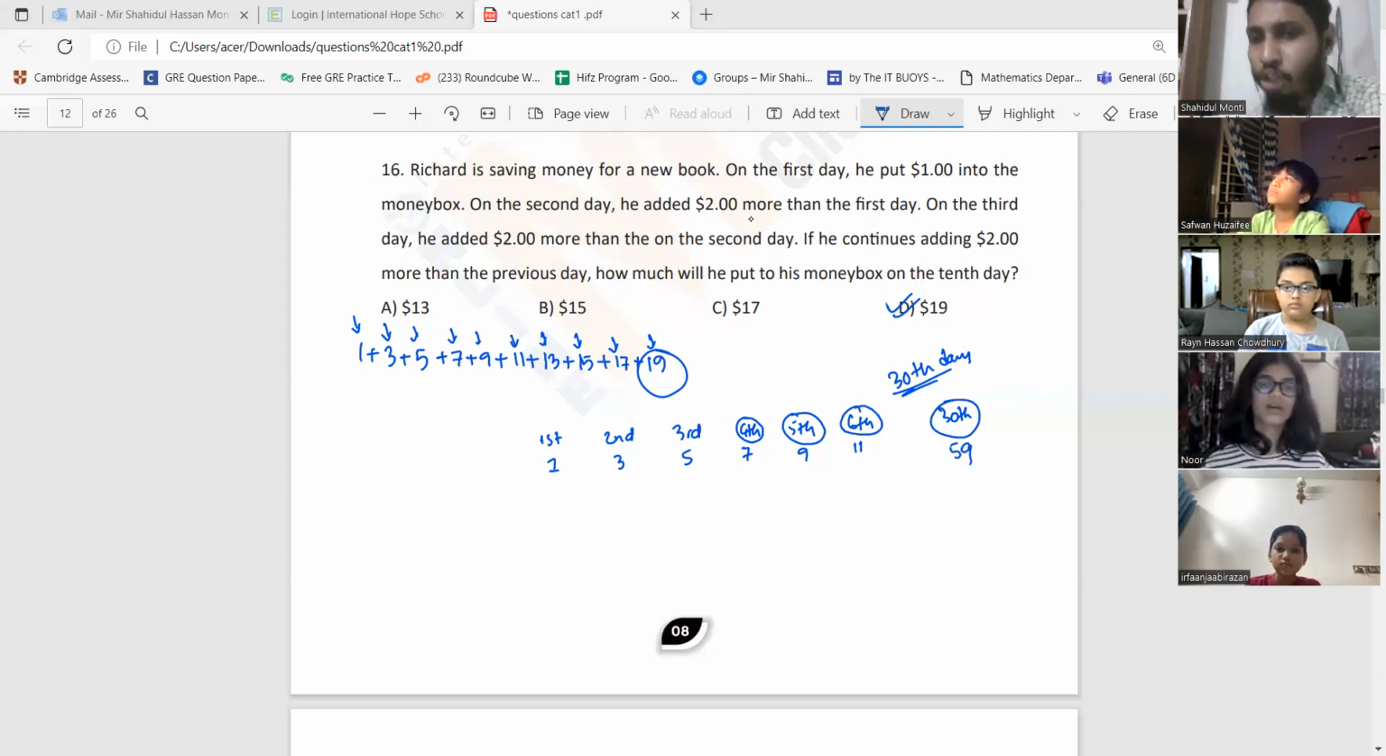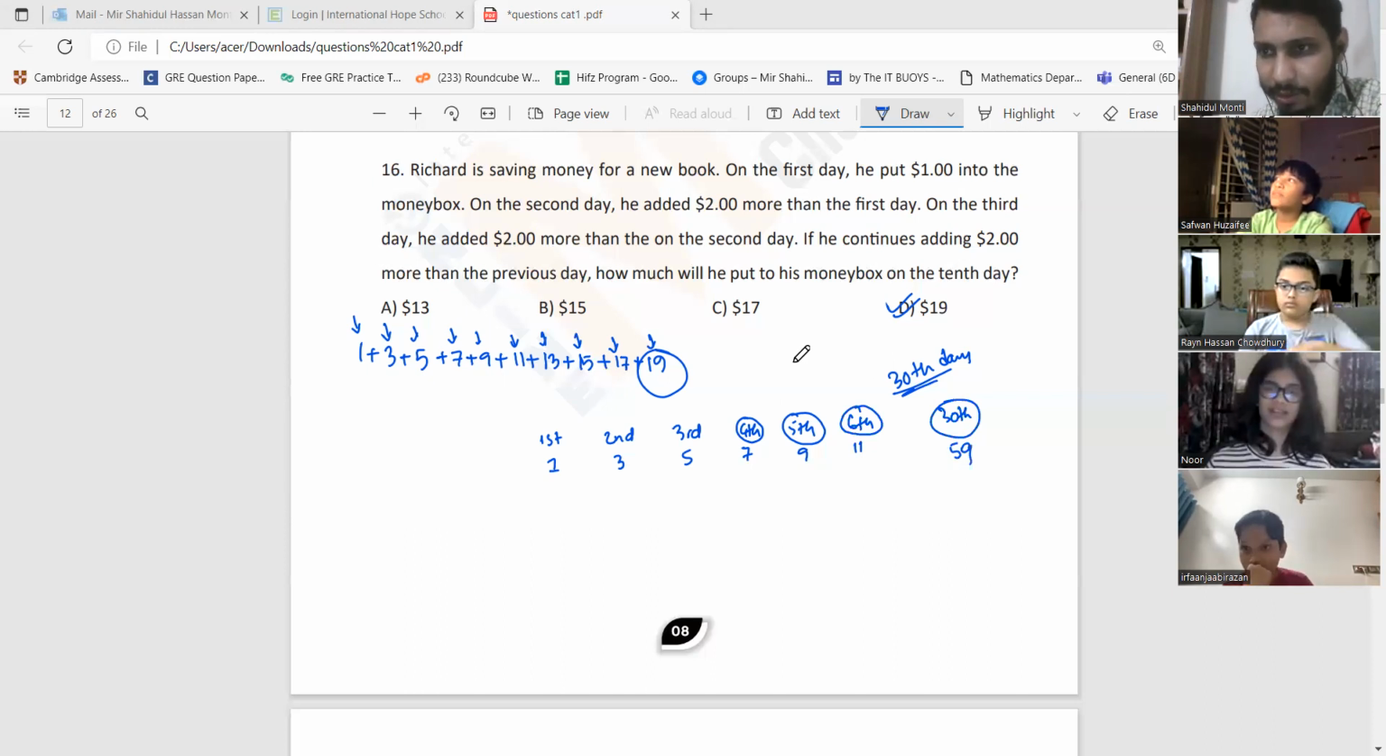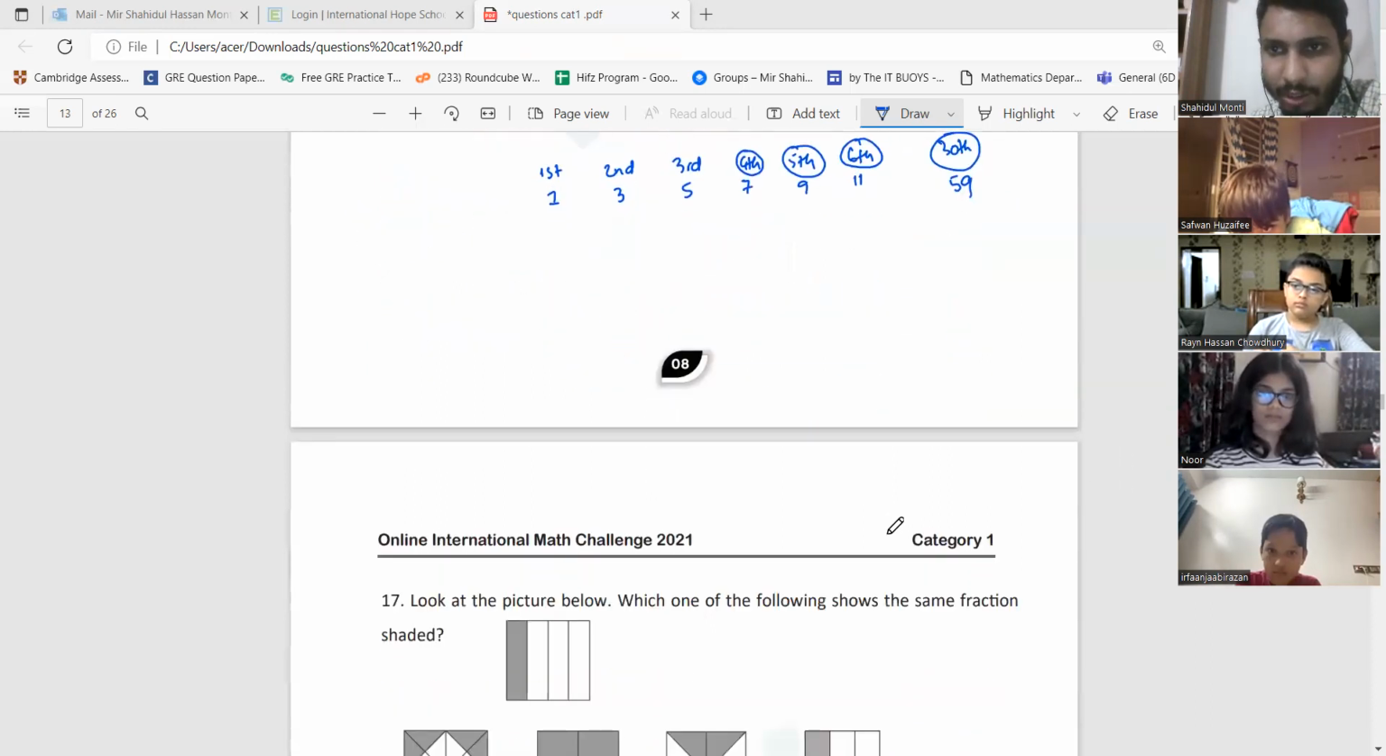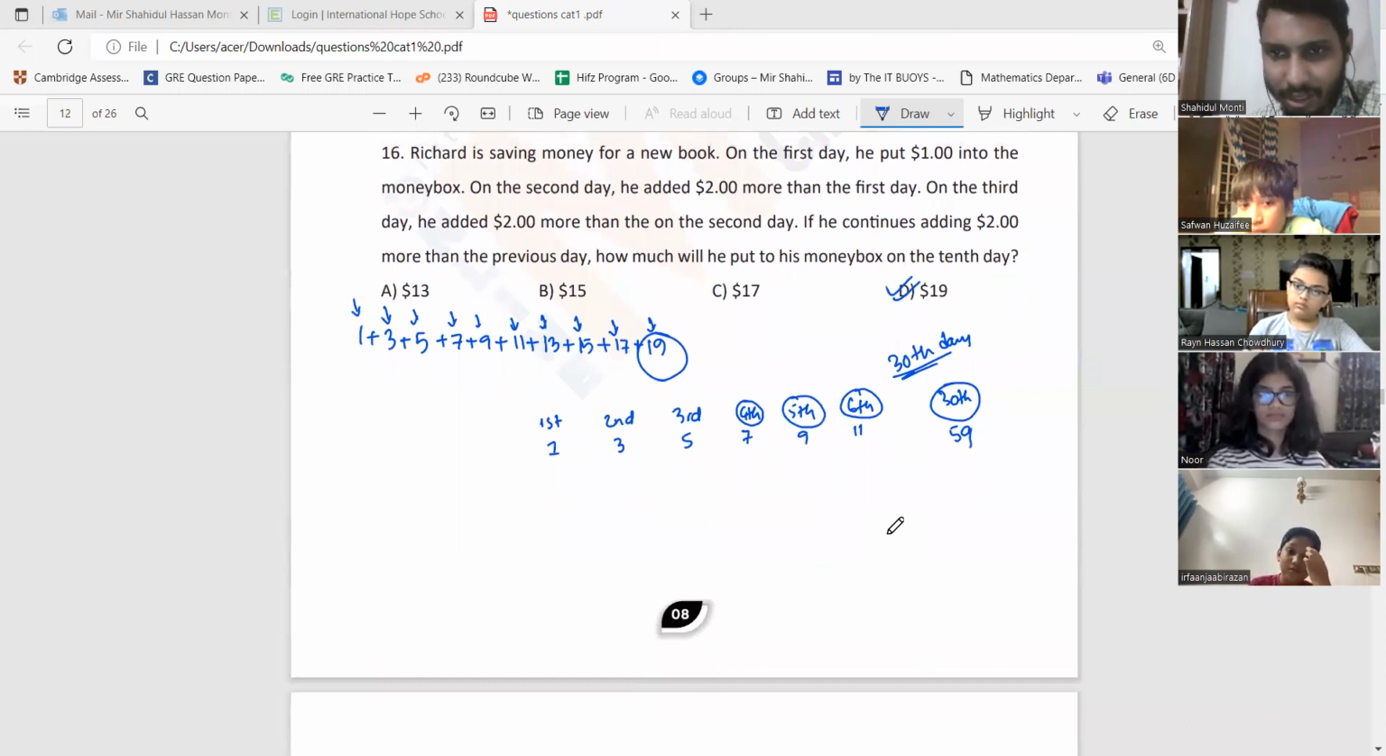So this is how you do this type of math. We had something like this in another question. Yes, sir, I remember. What we have to do here is find a pattern. It should be 59. Ryan, Yashfa, thank you very much. Very good. So this is how you do question number 16.